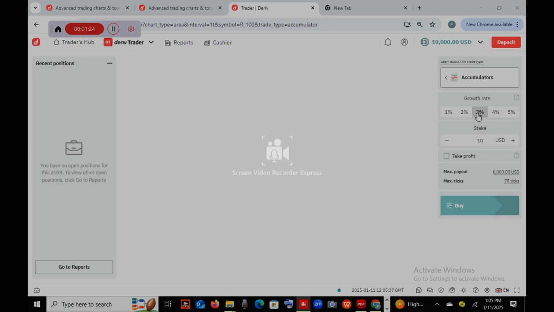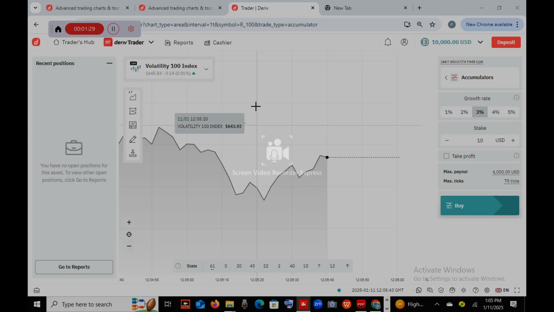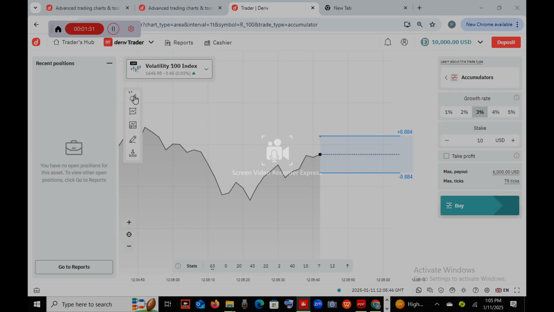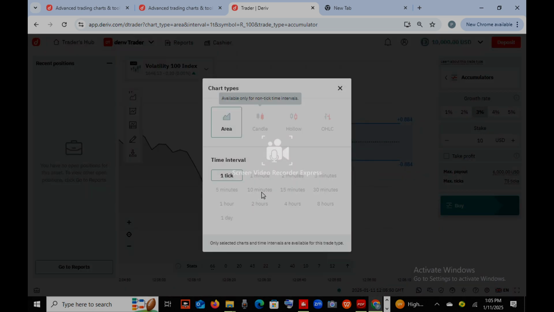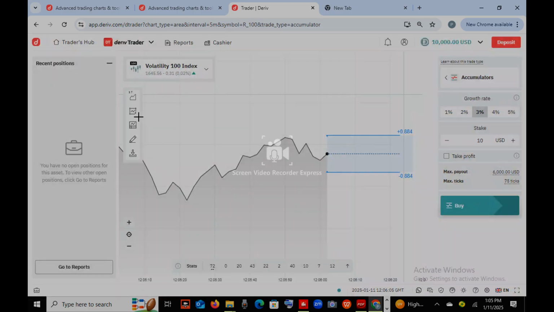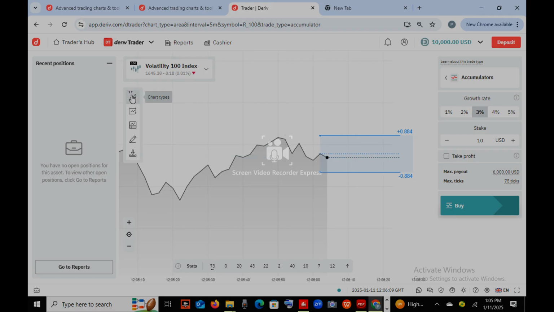As this market opens, the next thing you do, you're going to change your candle pattern from lines to candlestick. How you do that is you're going to click on minutes. As you can see, it's still showing lines, so you have to change the candle pattern to minutes.